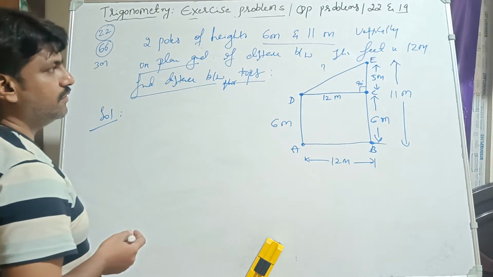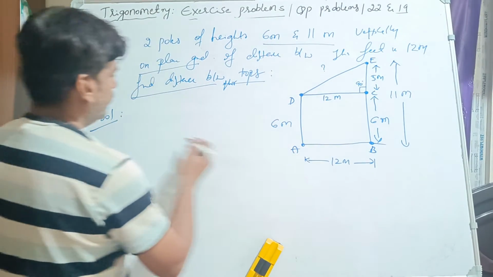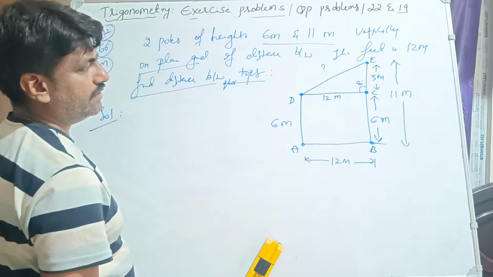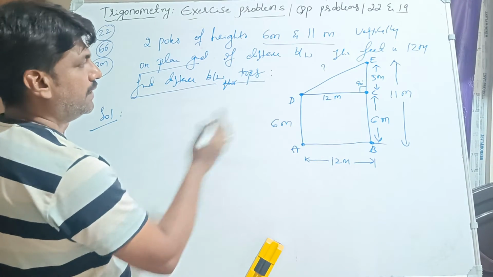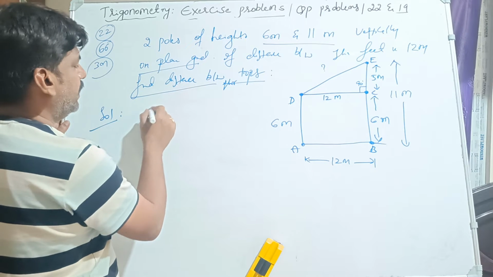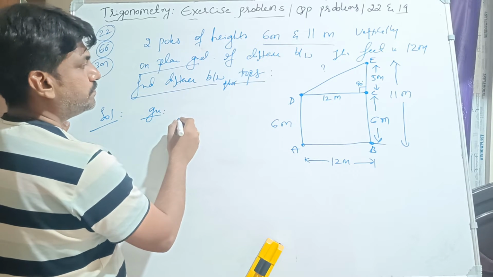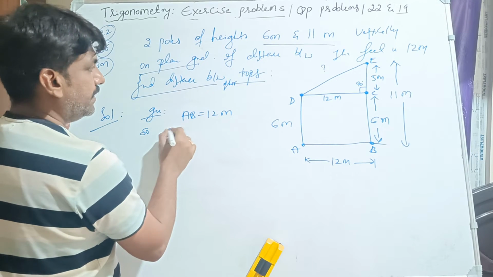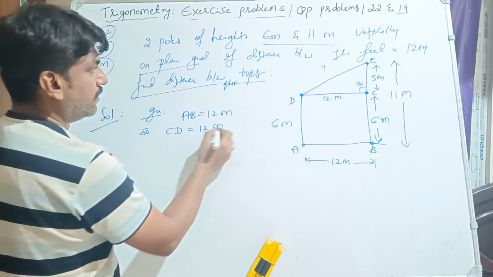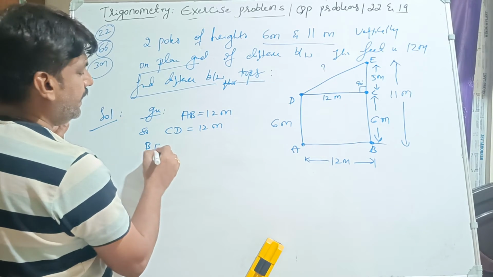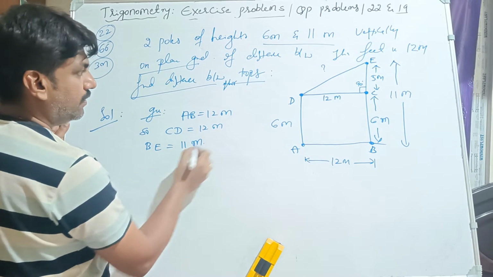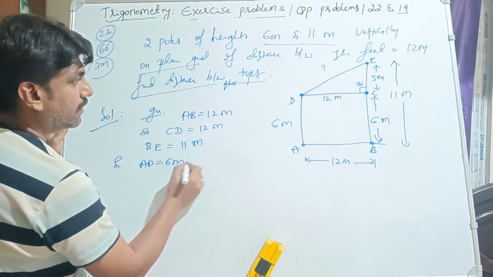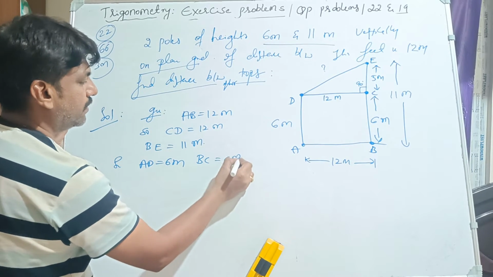So it is looking very simple now, but here it is a descriptive one and they have asked it for 3 marks, so I can't write it like whatever we are doing for an MCQ question. In a descriptive type, how we should do is, what is given? Given is AB 12 meter. CD is also 12 meter. And they have given BE is 11 meter. Since AD is 6 meter, BC becomes 6 meter.